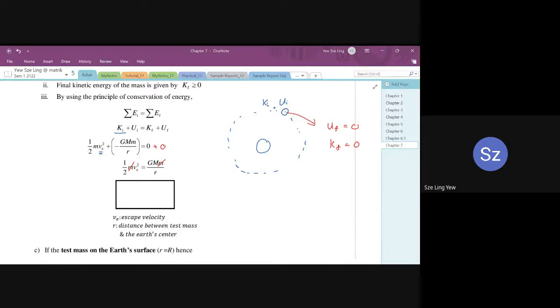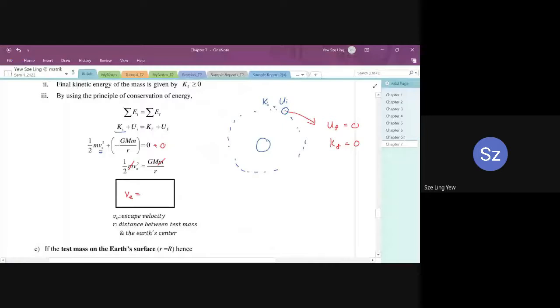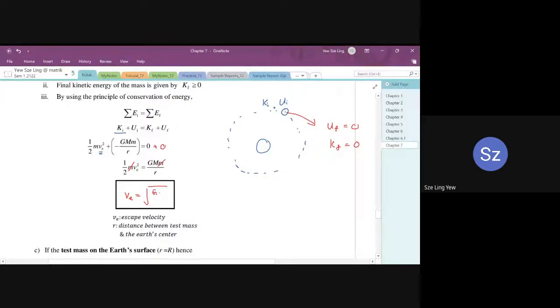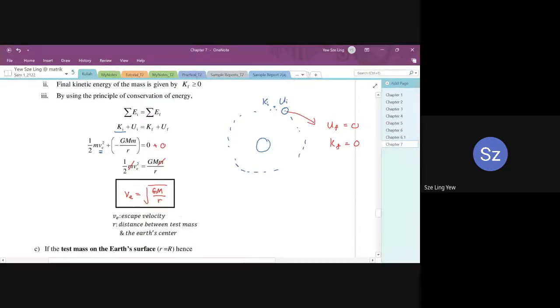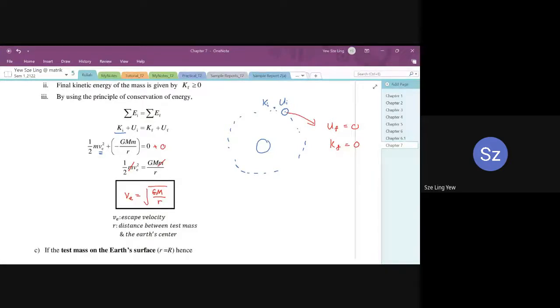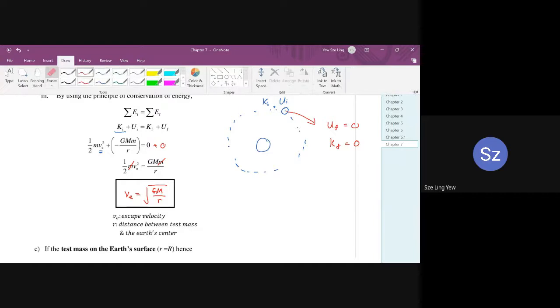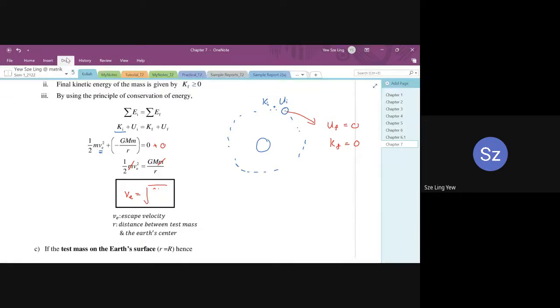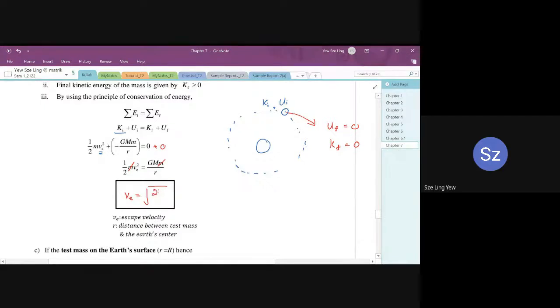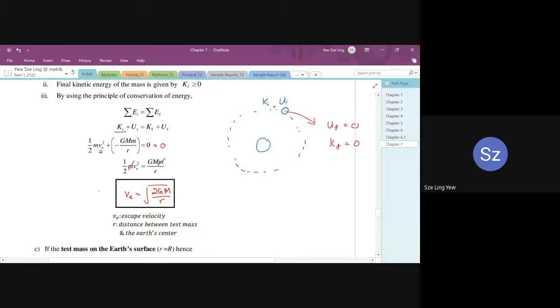What you have right now is just VE equals the square root of GM over R. Wait, there is a 2 here. That's a mistake. So VE equals the square root of 2GM over R. So VE is the escape velocity, and G, of course, is the constant.